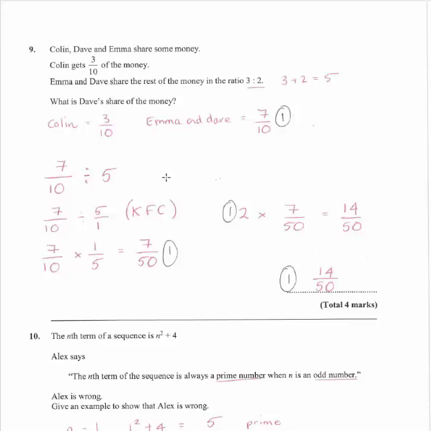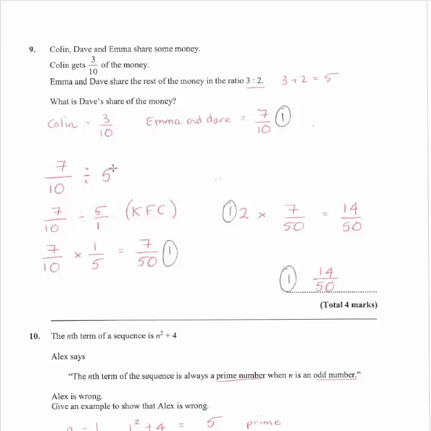Colin, Dave and Emma share some money. Colin gets 3/10 of the money. Emma and Dave share the rest of the money in the ratio 3:2. Okay, well, if Colin gets 3/10 of the money, then Emma and Dave are going to have to share the remaining 7/10 together. And we've got to share this in the ratio 3 to 5.